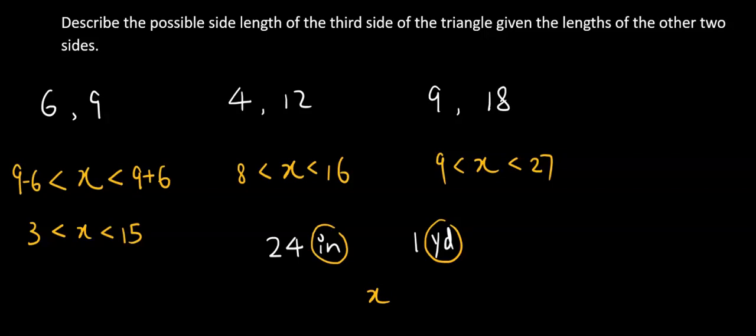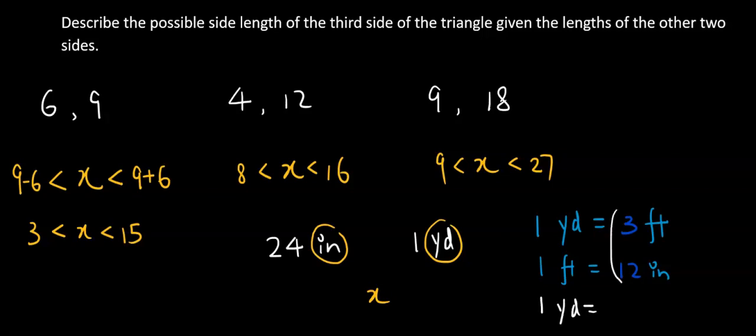So think, 1 yard is 3 feet. 1 foot is 12 inches, which means 1 yard is 3 times 12. That is 36. Therefore, 1 yard is 36 inches. Now we come back, we change this 1 yard into 36 inches. Now we get the same units.